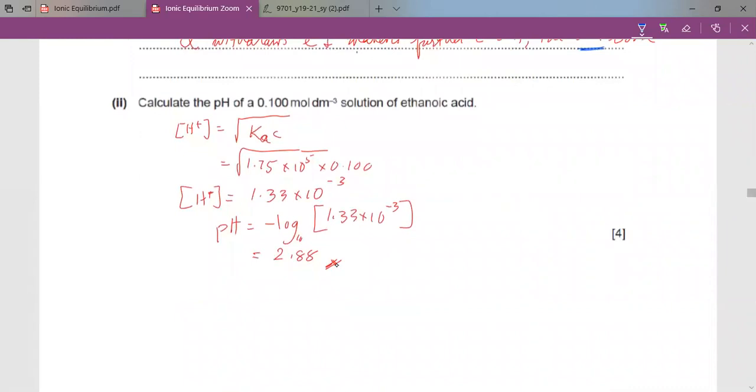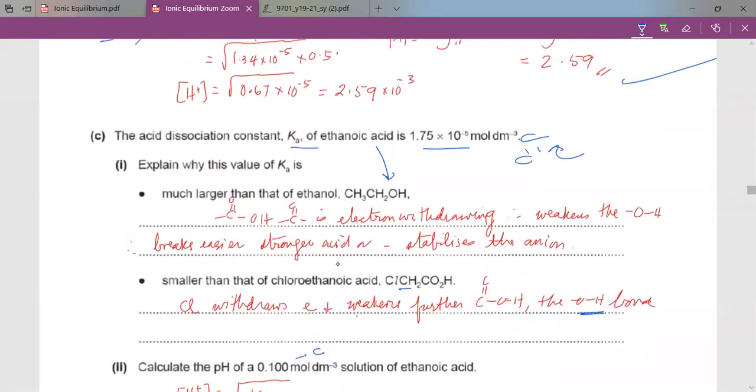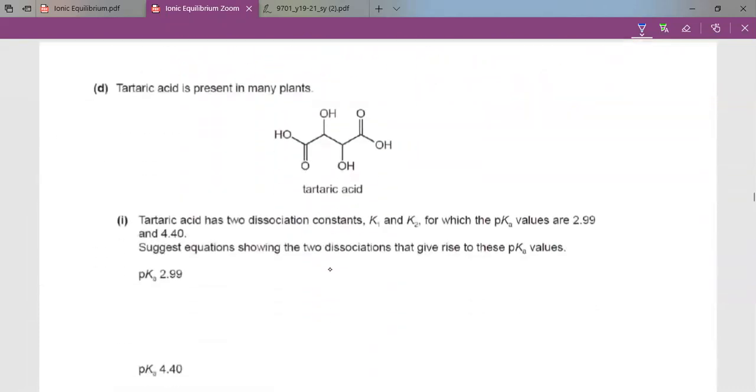So, calculate the pH again, this is the concentration. Your Ka is given in front here. So just substitute inside here. Remember, this equation is very important. No more alpha, only the Ka. You can see the answer here, 2.88.